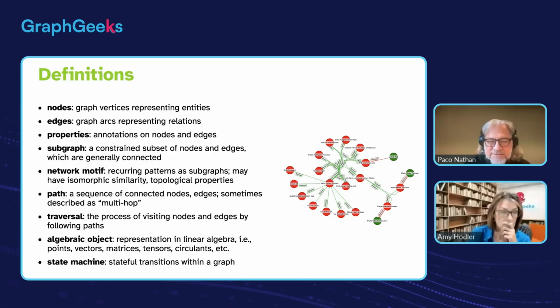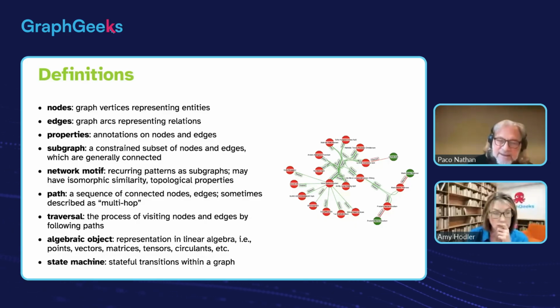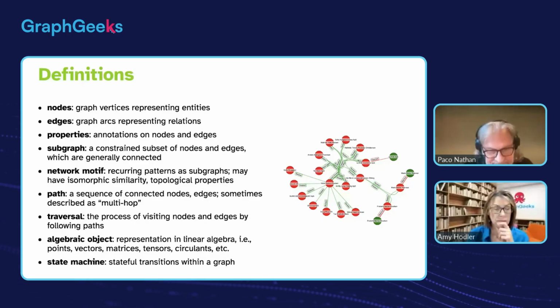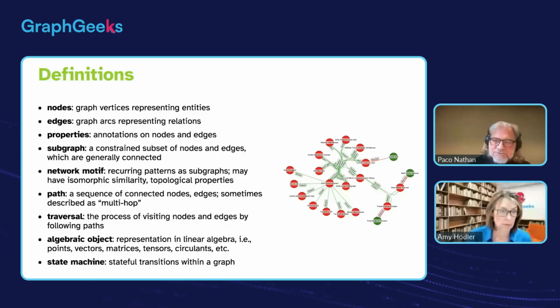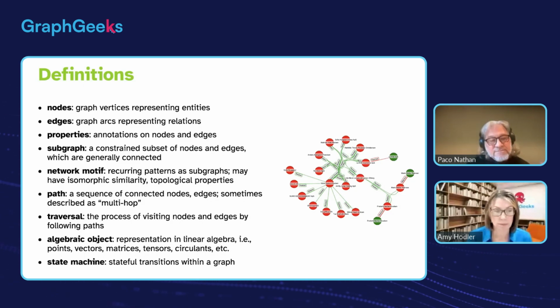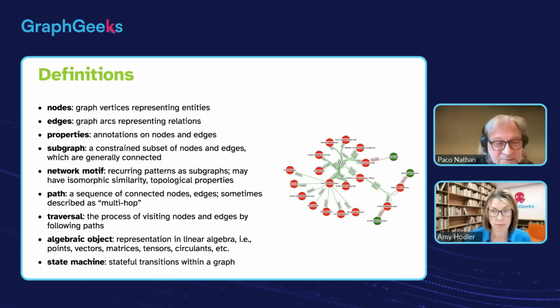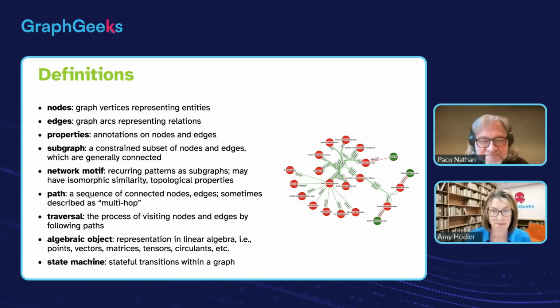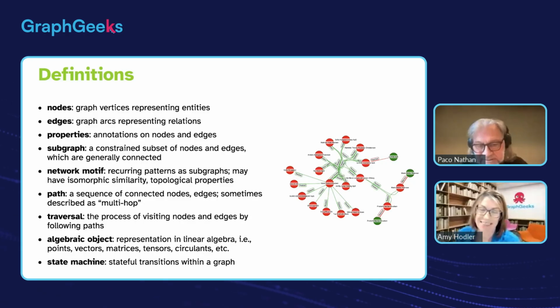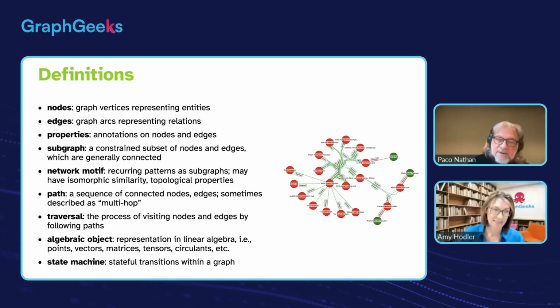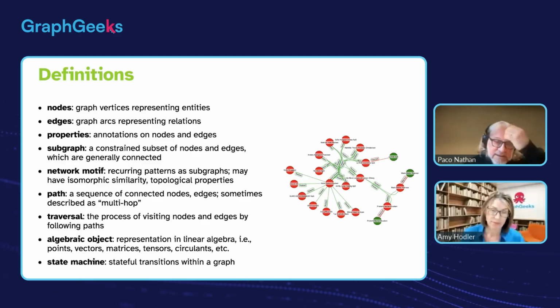You'll also hear the term algebraic object. So in algebra, we talk about sort of the bridge between algebra and geometry and going into graph theory. If you've got 0 dimensions, you've got a point. If you've got 1 dimension, you've got a vector. If you've got 2 dimensions, you've got a matrix. And then beyond that, if you have multiple dimensions, you've got tensors.